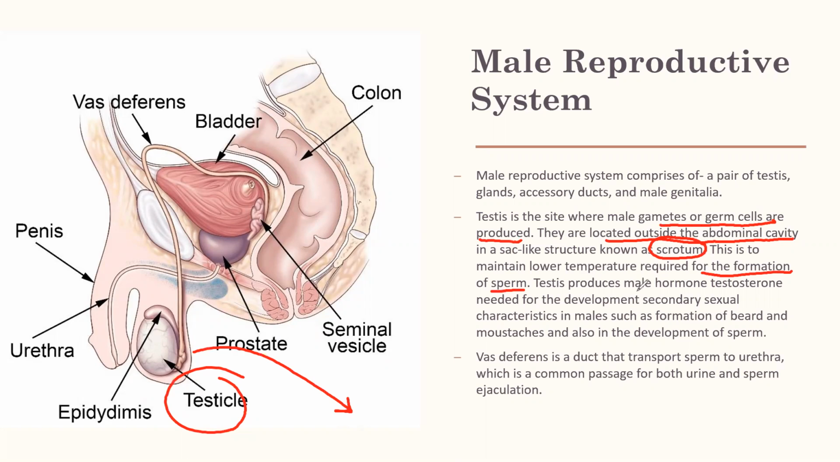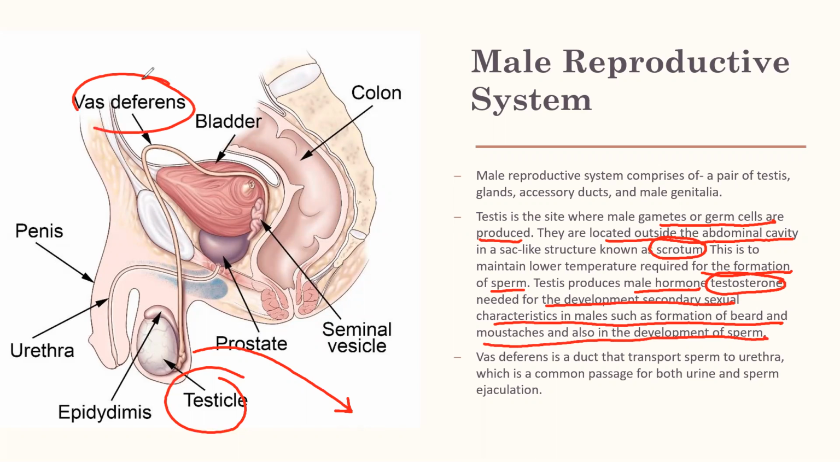Testes also produce the male sex hormone known as testosterone, needed for the development of secondary sexual characteristics in males, such as formation of beard and mustache, and also for the development of sperms. Vas deferens is an accessory duct that transports sperms to the urethra, which is a common passage for both urine and sperm ejaculation.